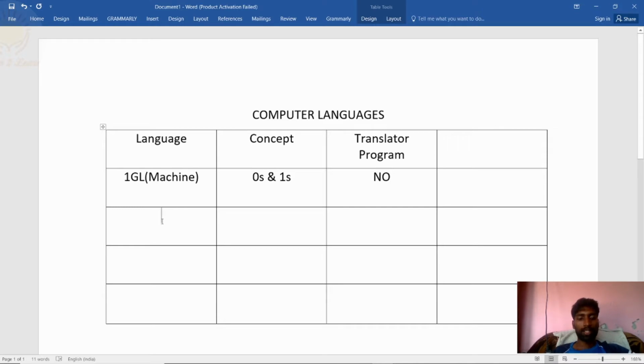Now second generation language. Second generation language, we can say assembly language also. The concept is what? In machine language everything is a 0 and 1, but in assembly language there will be mnemonic codes, meaning nicknames, keywords. In some particular places we can use keywords. Second generation uses mnemonic codes, and there is a translator program, the name is assembler.